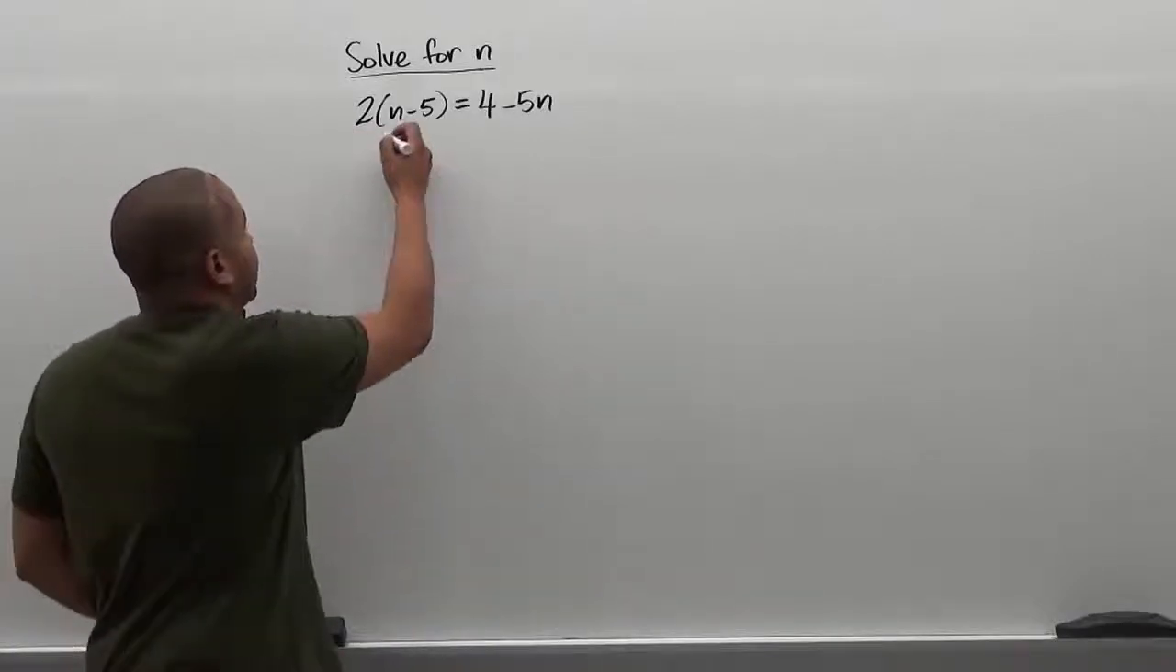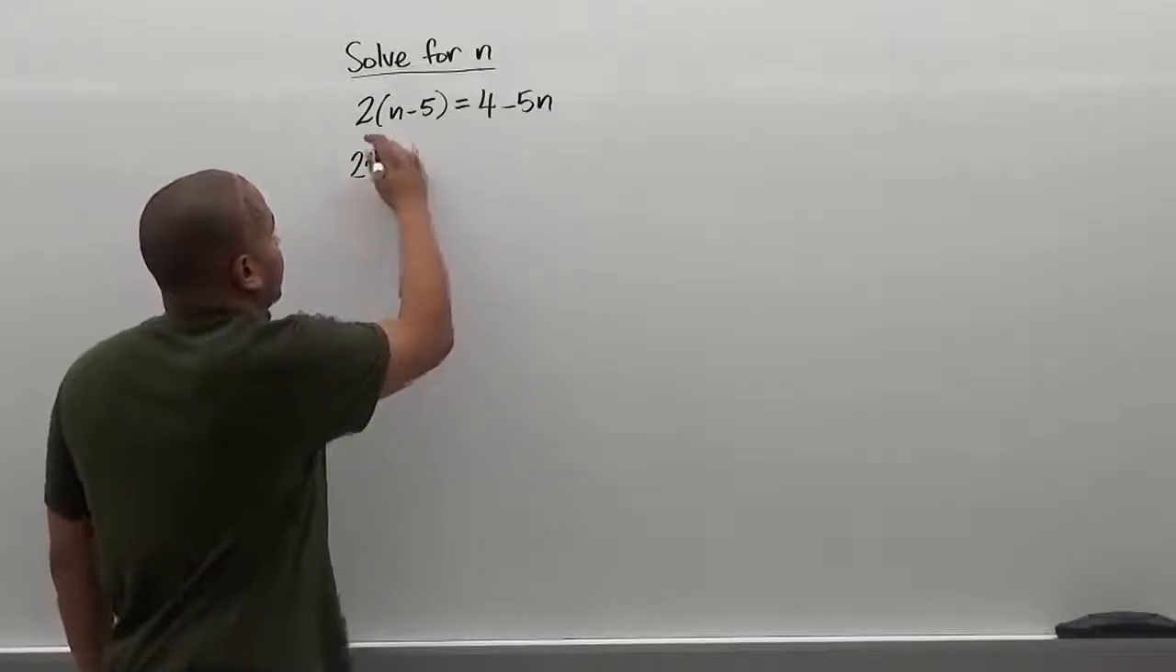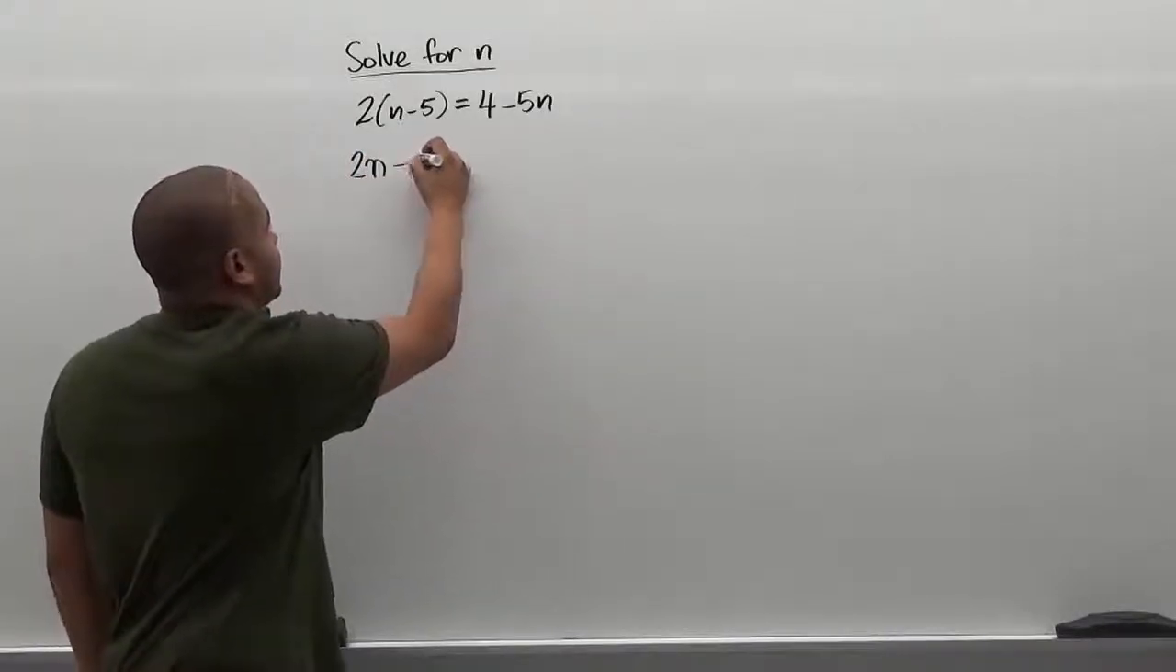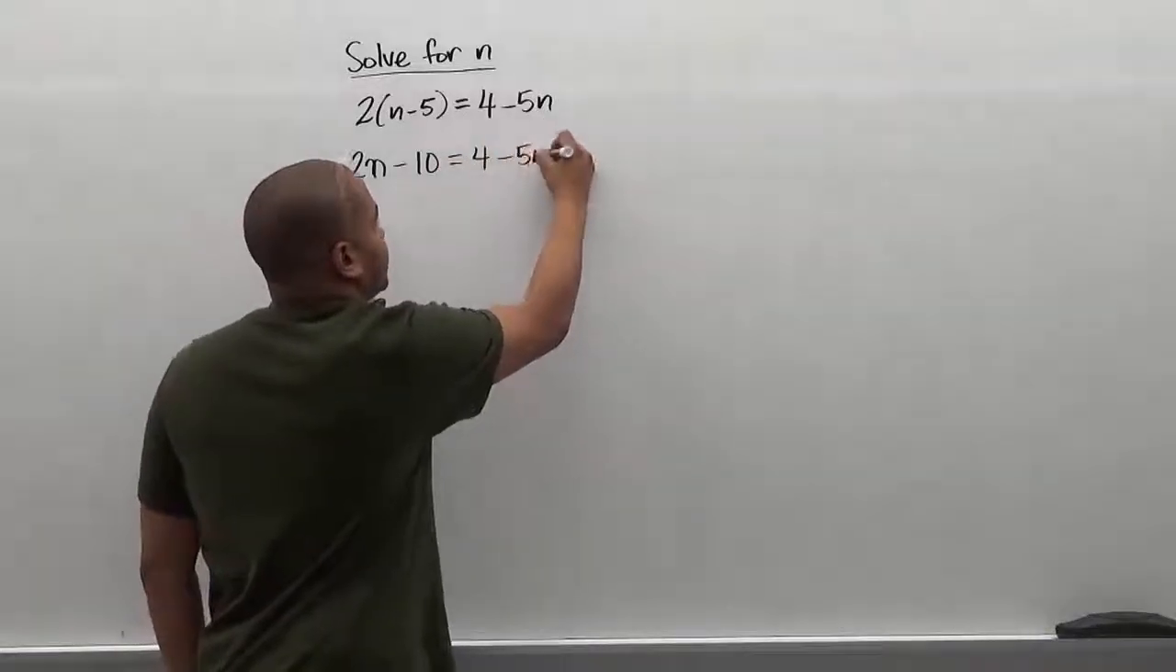So our first multiplication is going to be 2 times n, which is 2n. And then we have 2 times negative 5, which is negative 10. And this is equivalent to the right side, which is 4 minus 5n.